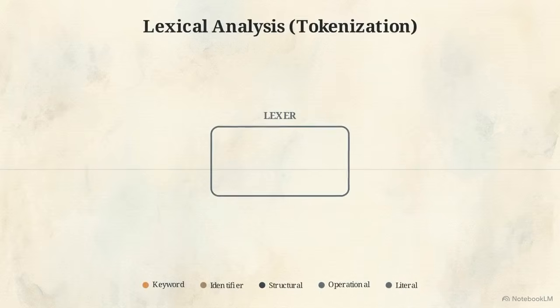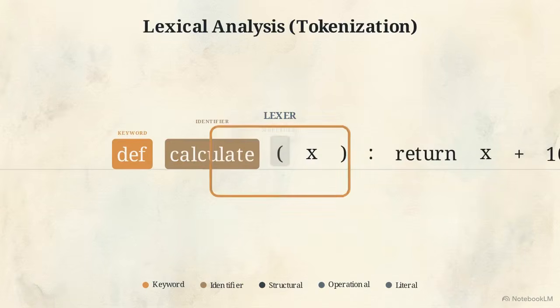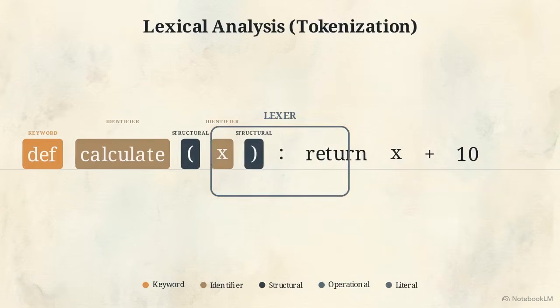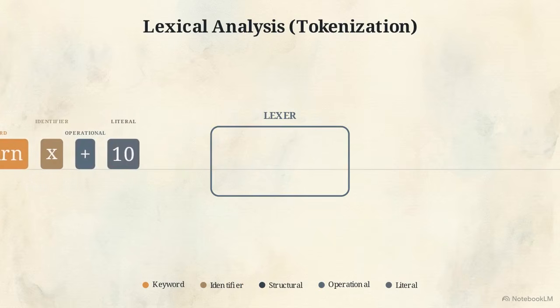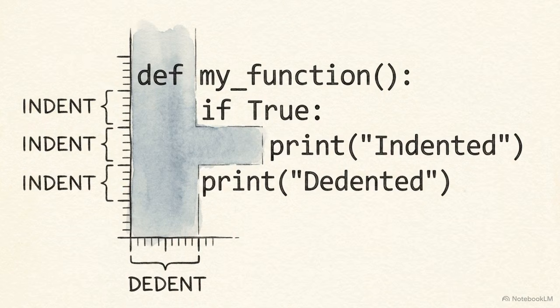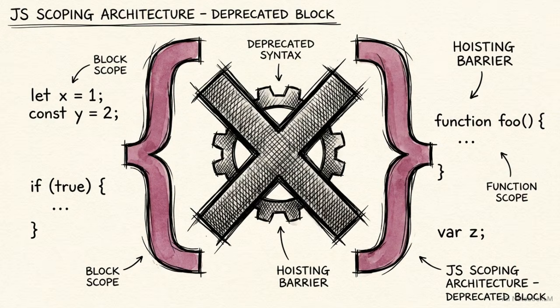The runtime's lexer scans the stream and uses internal state machines to group characters into discrete, categorized tokens: identifiers, keywords, and operational symbols. CPython has a unique structural requirement here. It must track physical line indentation to emit synthesized indent and dedent tokens. This dictates scoping to the parser, a functional necessity that replaces the braces used in languages like JavaScript.